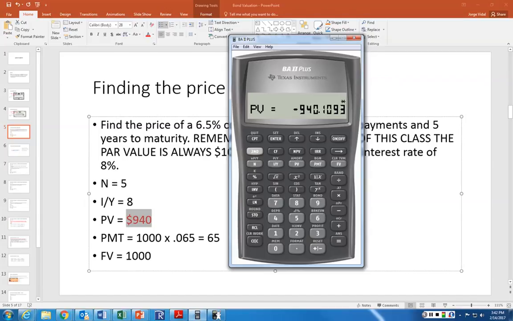So here's the P/Y above the I/Y. To access that, do second I/Y, and if you see P/Y, let's say 12, like that, then you have to make it 1 by doing 1, enter, and then second quit. Now you can compute present value and you'll get the right answer.